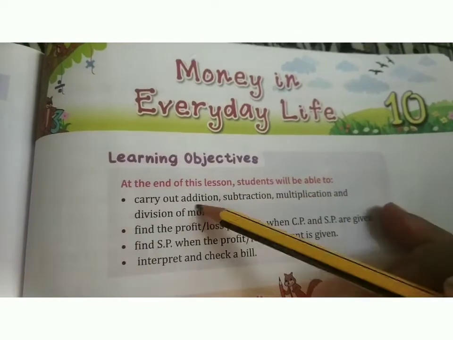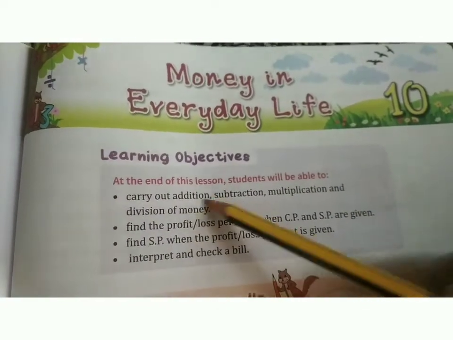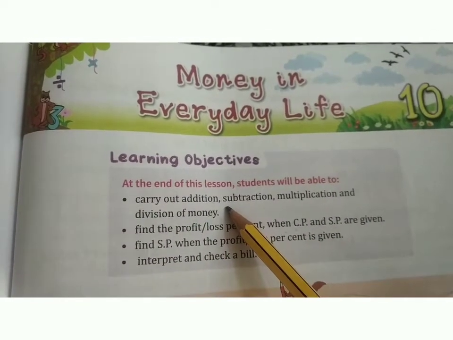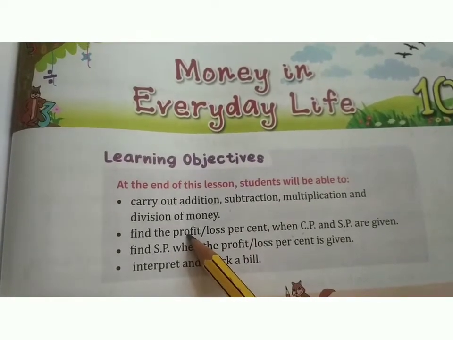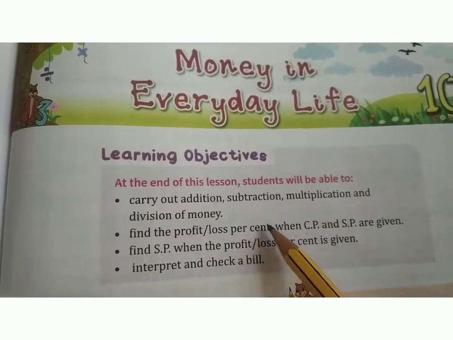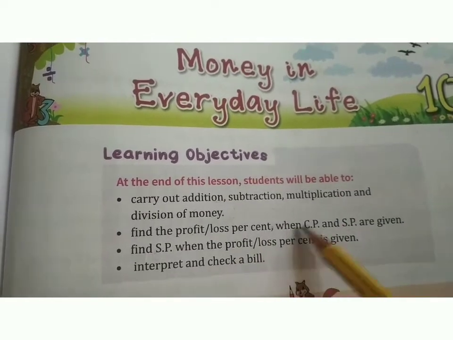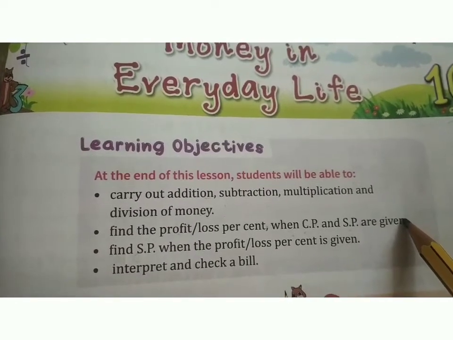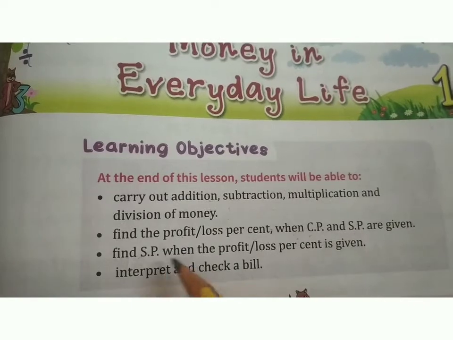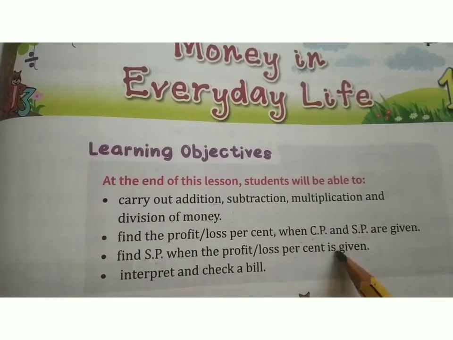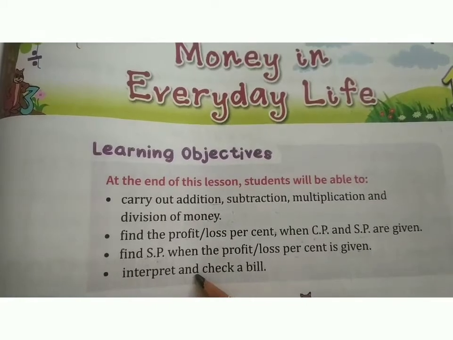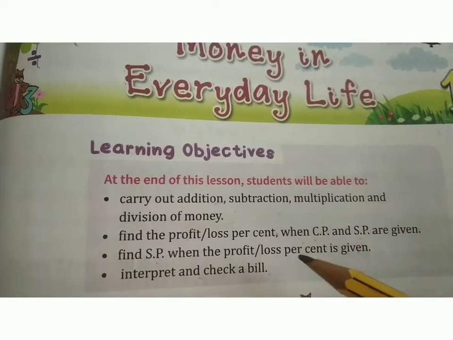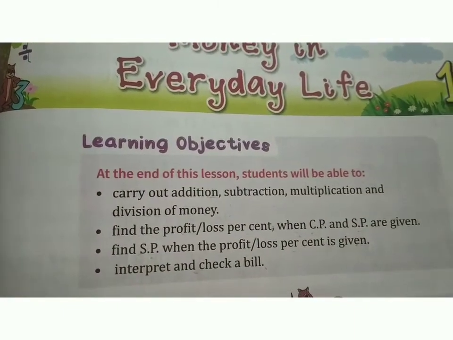In the previous session, we studied how to carry out addition, subtraction, multiplication and division of money. I have also taught you about profit, loss and its percentage when the cost price and selling price were given. In this module, we are going to study the selling price when the profit and loss percent is given, and how to interpret and check a bill. In today's module, I will teach you how to make a bill. So let's begin the session.